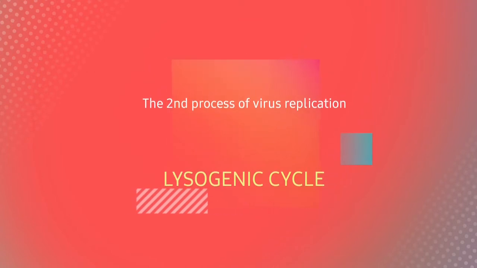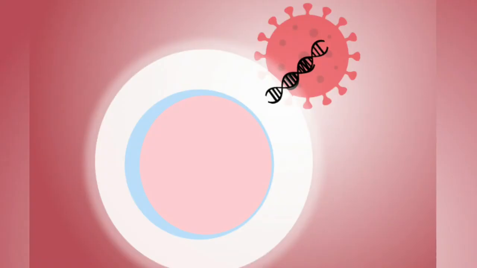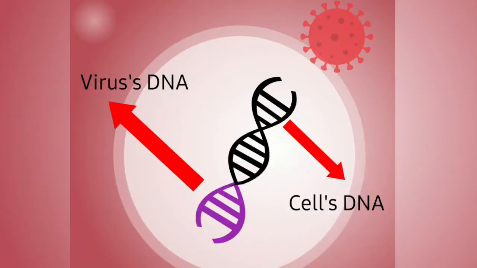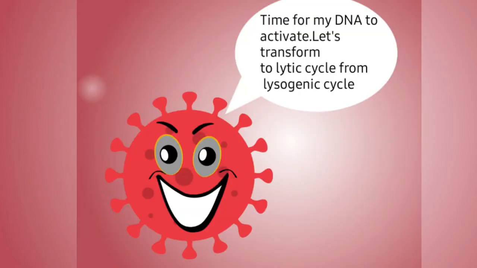The second cycle is a lysogenic cycle. In this cycle, the virus enters the cell and injects genetic material into the cell. But this time, the virus's genetic material secretly mixes up and alters some part of the cell's genetic material. Following the instructions in the altered genetic material, the cell starts producing more cells with the same altered genetic material.